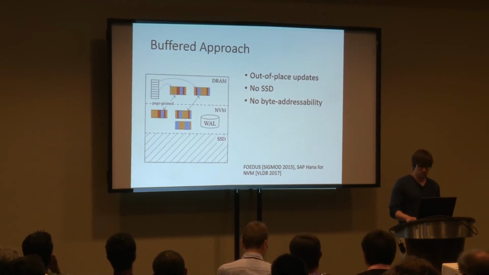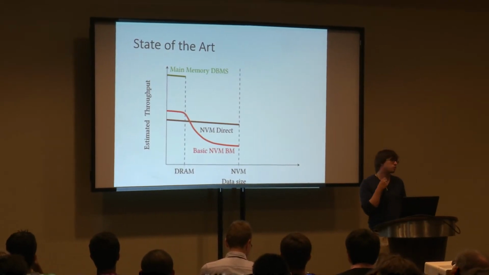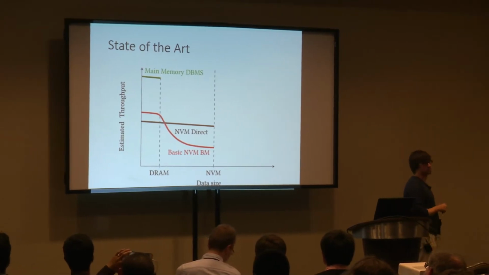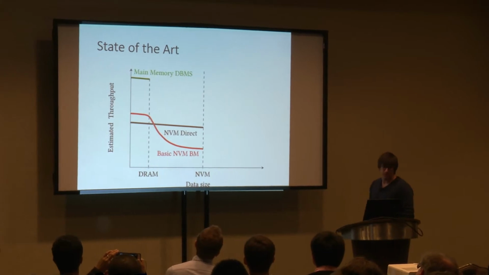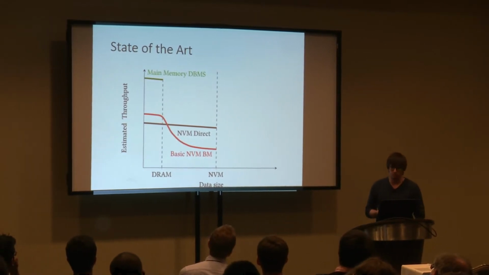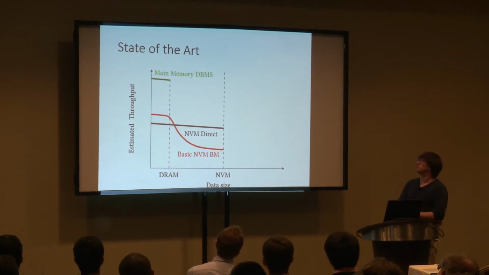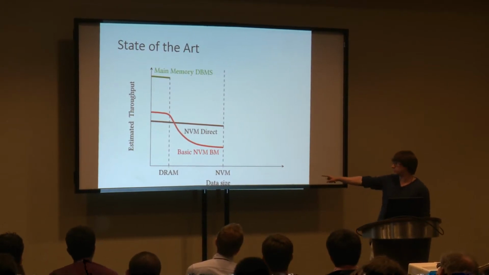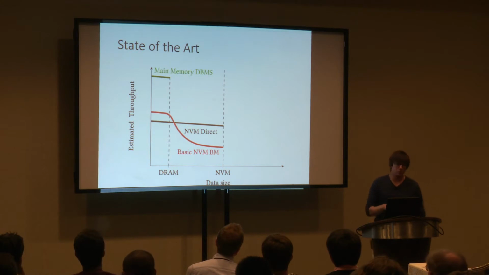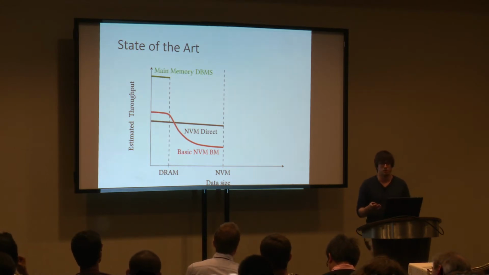So we will build on this approach, but first let's look at how we would expect these different systems to perform. And these are not measured numbers, but it's what we think they would do. So on the top here, we have the main memory database system. This one runs really fast, but it only can run in DRAM. So as soon as our data size, which we show on the horizontal axis here, goes beyond the capacity of DRAM, the system cannot work anymore.